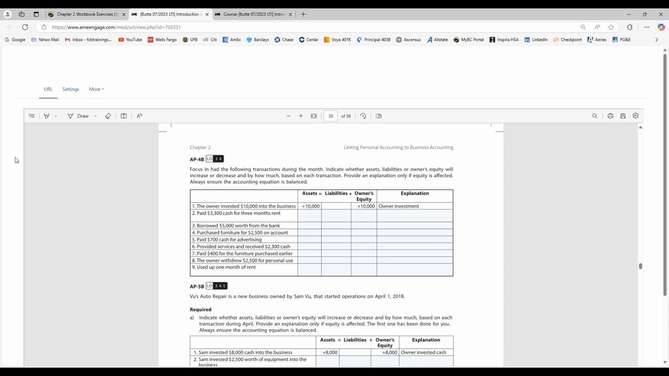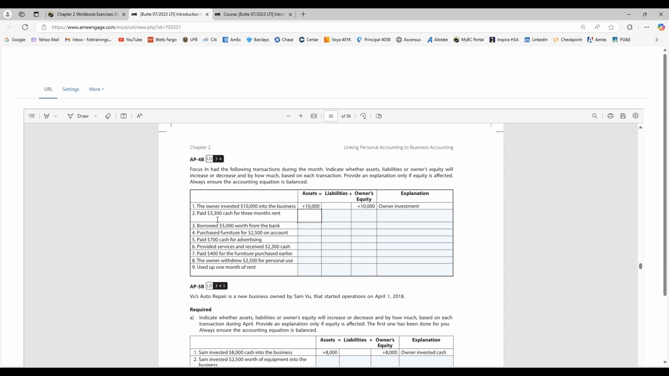In this problem, we're going to complete the Chapter 2 AP4B workbook exercise. We're going to be classifying some transactions and indicating whether assets, liabilities, or owner's equity are affected and by how much, and we provide an explanation if equity is affected. And as always, we need to ensure that we're balanced in the accounting equation when we're doing our work here.